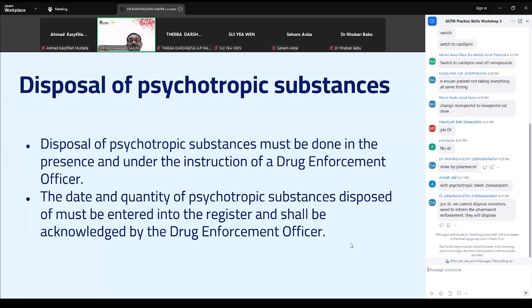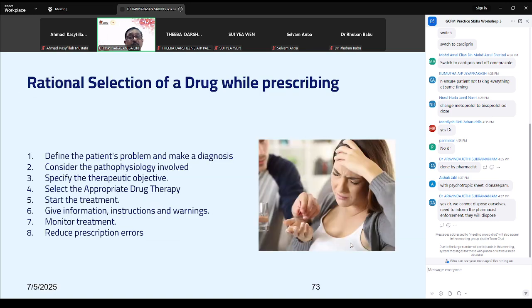For example, I didn't complete the prescription, so I have a balance of 20 tablets. In the presence of the drug enforcement officer, the date and quantity of psychotropic substance disposed of must be entered into a register and acknowledged by the officer, and it has to be disposed of in front of the enforcement officer from the Ministry of Health. So remember, you cannot just throw it into the dustbin, or pass it over to the pharmacist, who of course won't take the Valium or alprazolam. They will say, no, doctor, we won't.